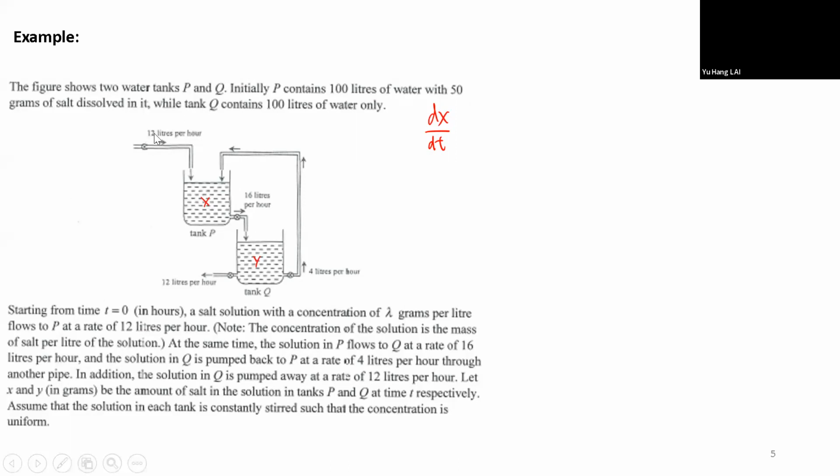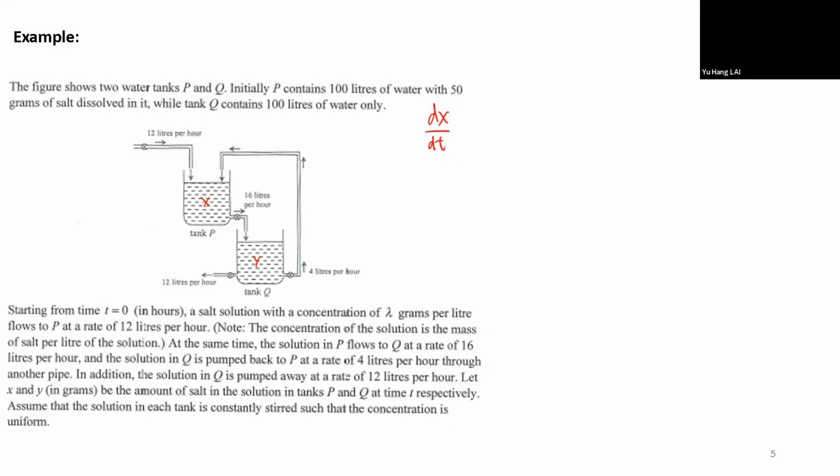You can see that here we input 12 liters per unit time, and this tank loses 16 liters per unit time, but also 4 liters go back here. So for this tank, the water going in is 12 plus 4, and the water going out is 16. For tank Q, the amount going in is 16, but the output is 12 plus 4. So the volume of water is the same, just the concentration of the salt may change over time.